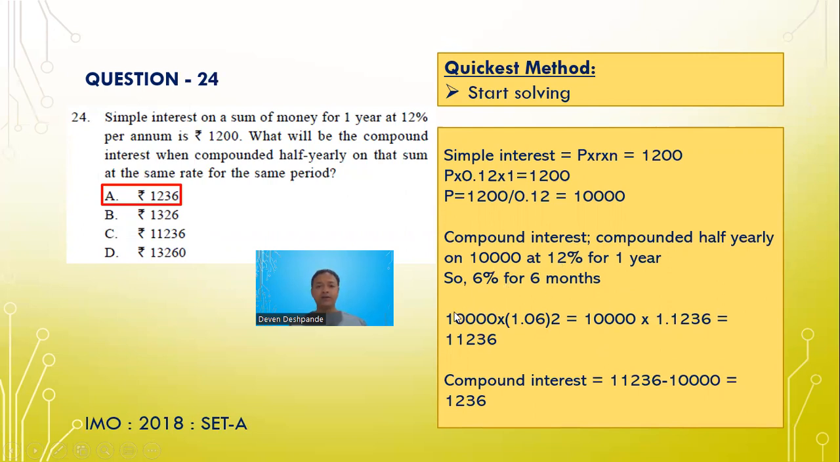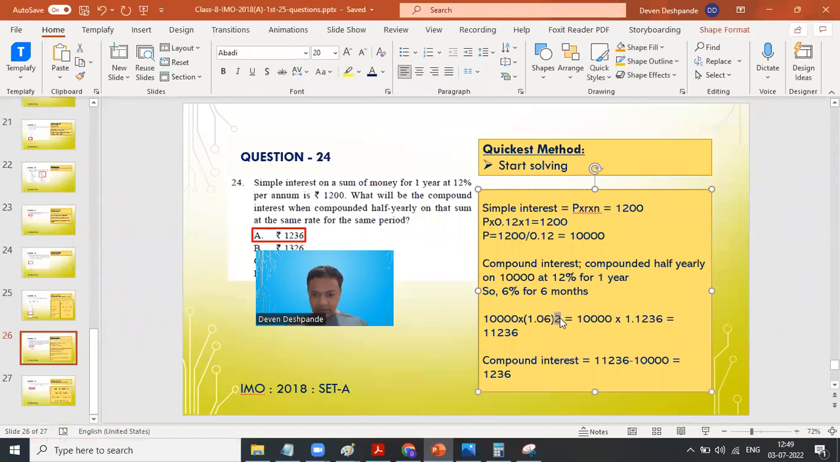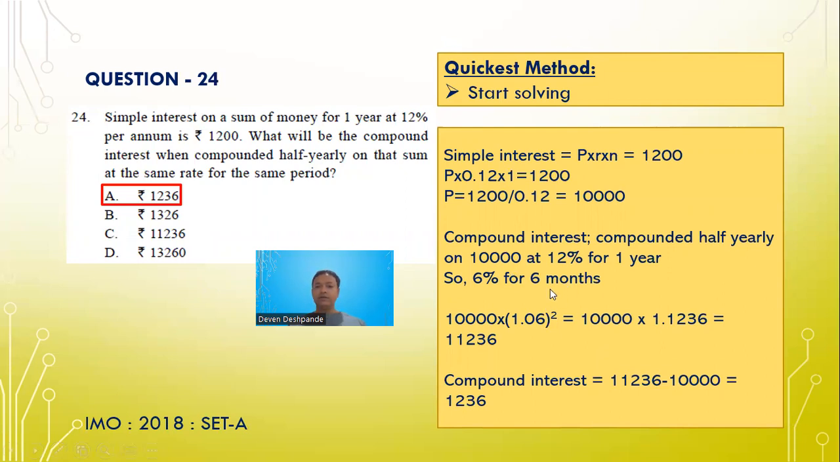So then let's find the compound interest. 10,000 into 6% is 1.06, and it will be twice because it is 6 months, isn't it? 1.06 for 6 months, and again 1.06 for the next 6 months. So 10,000 into 1.06 square, 1.06 square is 1.1236. So 1.1236 into 10,000 is 11236. So what is the compound interest? 11236 minus 10,000, minus principal. So compound interest is 1236. 1236 is the correct option.